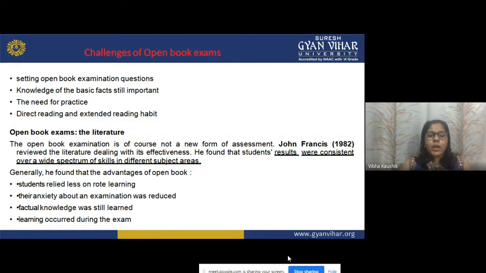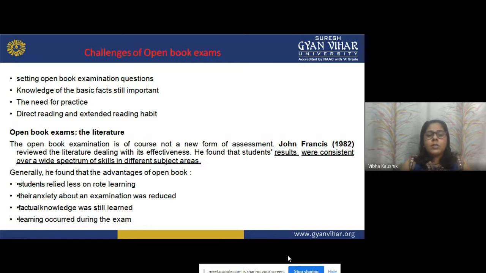Knowledge of the basic facts is still important. Means we are saying that when we are talking about the open book exam, it is focusing on application of knowledge, critical thinking, creative thinking. But when we are talking of the open book exam, we cannot say that there is no importance of questions which are based on the knowledge of the basic facts. Those facts should be known by the learner. The need for practice, it needs the practice.